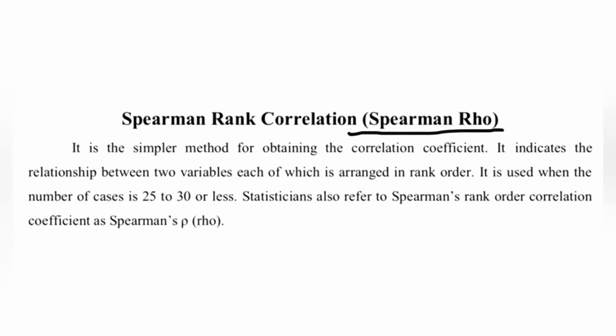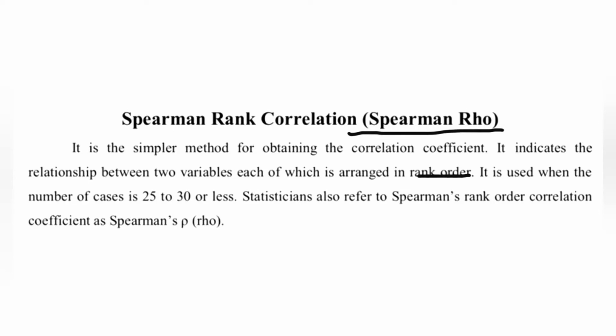So it is the simpler method for obtaining the correlation coefficient. It indicates the relationship between two variables, each of which is arranged in rank order. So, unlike Pearson R na correlation, walang kinalaman sa rank yun. Etong Spearman rank correlation or the Spearman Rho, nakafocus siya doon sa tinatawag nating rank order. Okay? So, yung relationship ng dalawang variables na nakaka-apekto or merong kinalaman about sa rank.